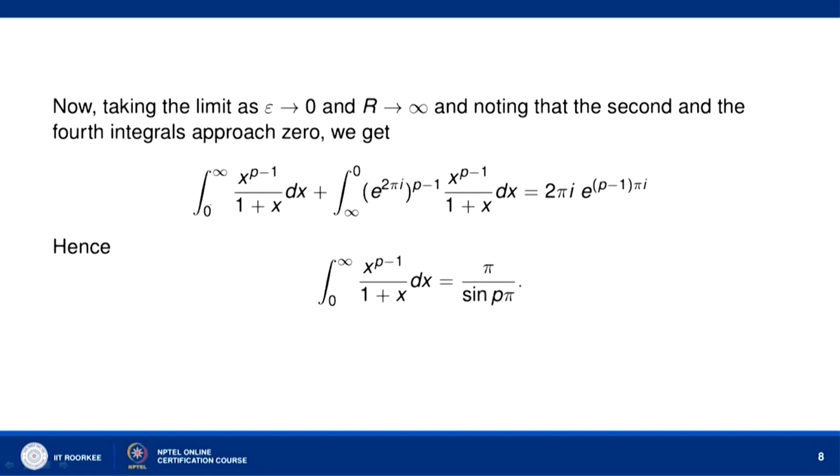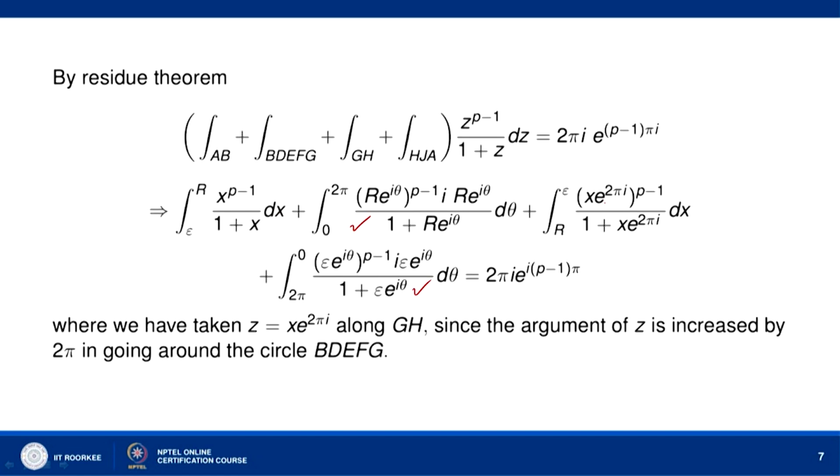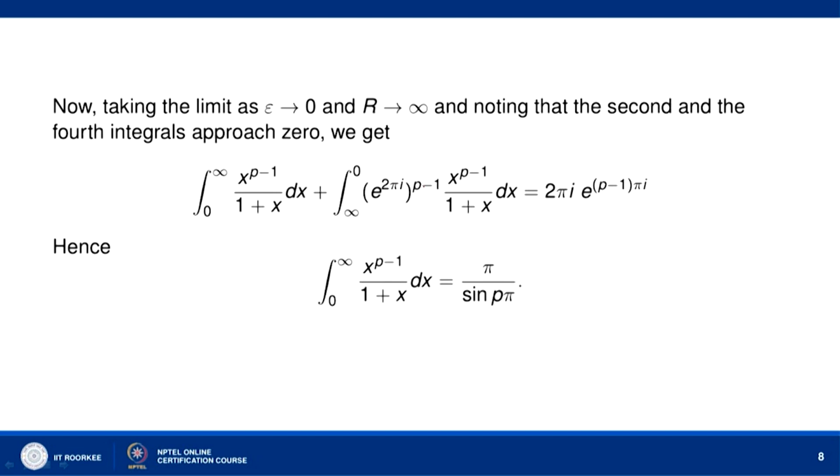Okay. So, we have 0 to infinity x to the power p minus 1 over 1 plus x dx, and then infinity to 0, and here we will have e to the power 2 pi i into (p minus 1) times x to the power p minus 1. Now, in the denominator e to the power 2 pi i is equal to 1. So, we will have 1 plus x. So, what we have is e to the power 2 pi i (p minus 1) x to the power p minus 1 over 1 plus x dx.